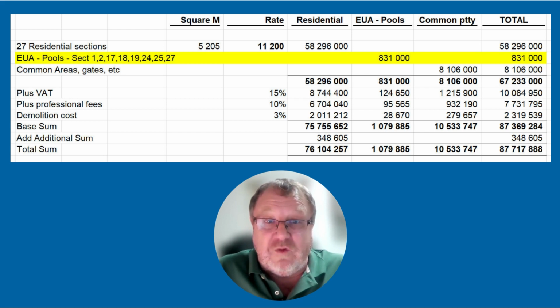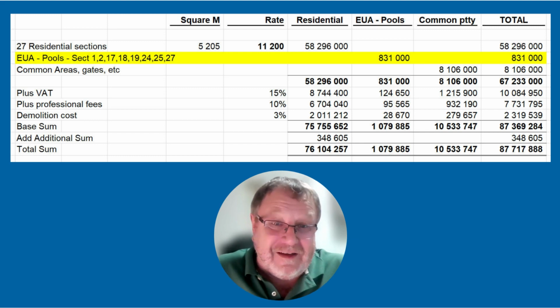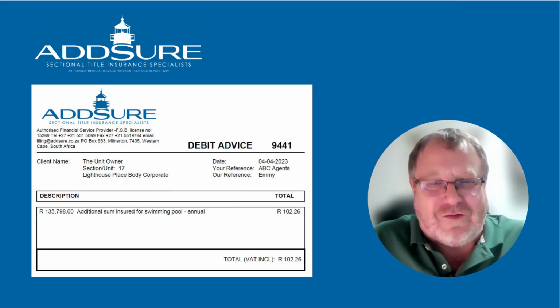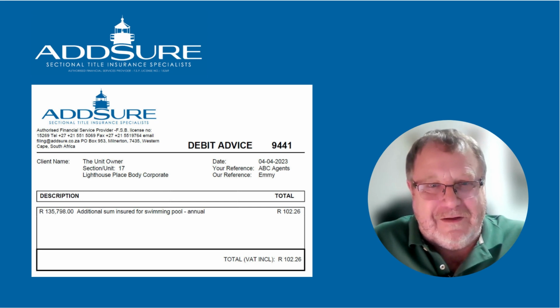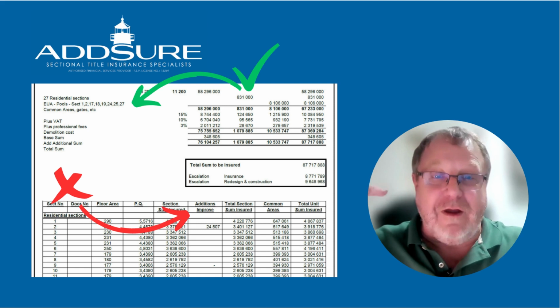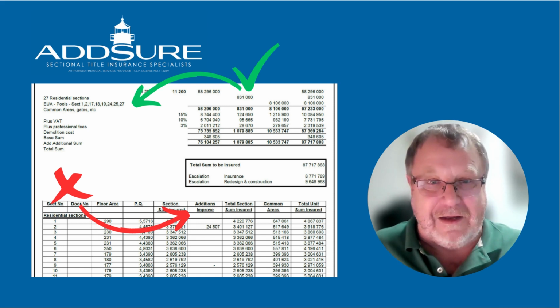What we do is we show it as a separate line item in the summary at the top of the schedule of replacement values, and then we reflect a schedule at the bottom so that you can see that it's properly insured and that a recovery for its cost can be made. But it's very important, not an additional sum, but rather a common property line item.